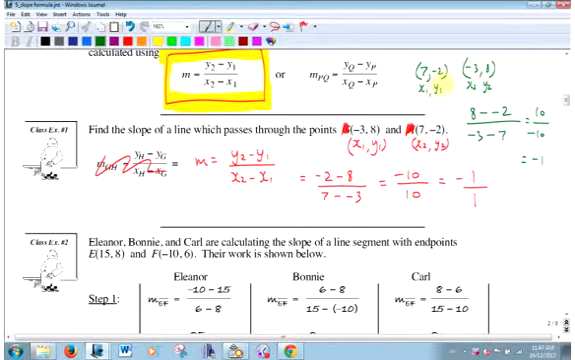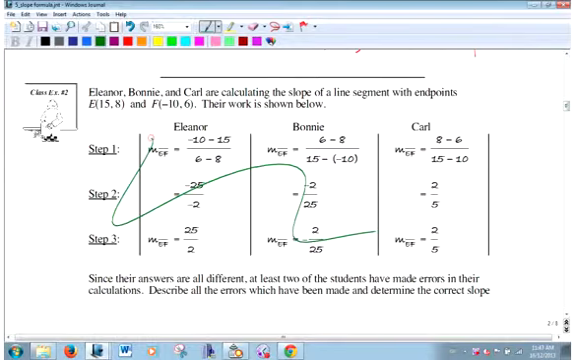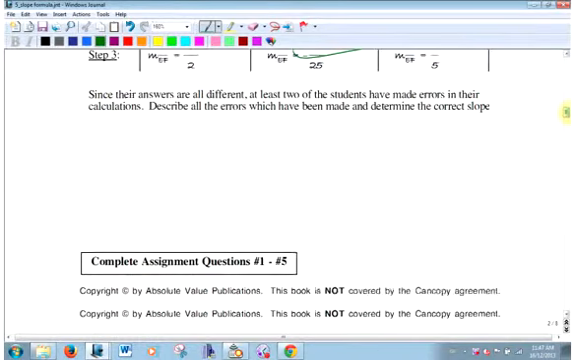Just, like I said, labeling is a good idea because you always get some kid wanting to take this point minus that one, and then this point minus that one, screwing it up. Just don't make that mistake. I recommend you do this. This is usually more confusing than it's helpful.